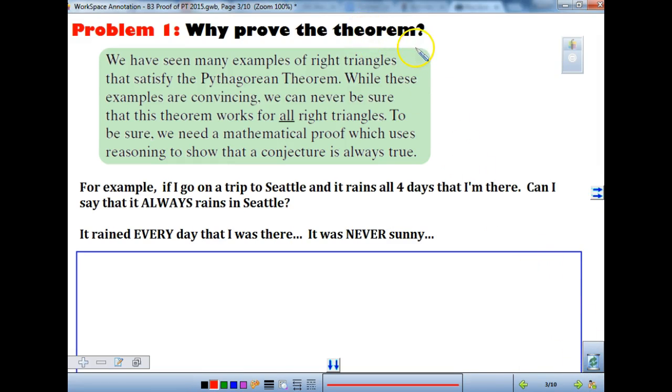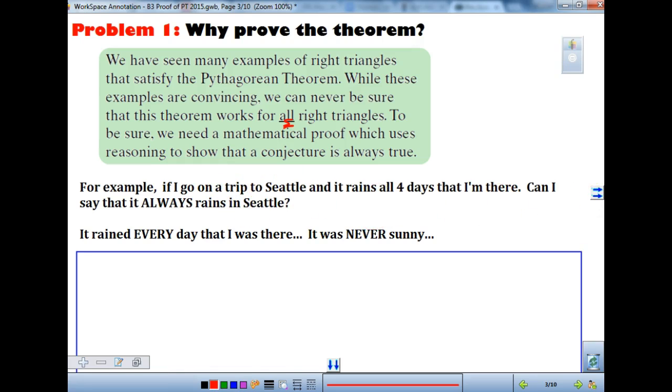Why is this a proof of this theorem? Why prove it? We have seen many examples of right triangles that satisfy the Pythagorean theorem. While these examples are convincing, we can never be sure that a theorem works for all right triangles. To be sure, we need a mathematical proof that uses reasoning to show a conjecture.